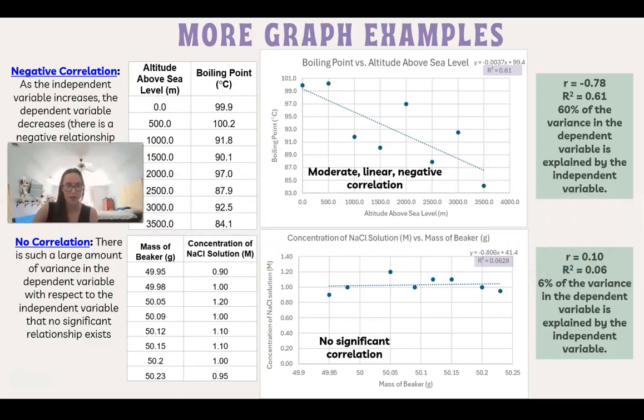Okay, no correlation. There's such a large amount of variance in the dependent variable with respect to the independent variable that no significant relationship exists. One example, if you're trying to measure the concentration of a salt solution with respect to the mass of your beaker, the mass of the beaker that you're making your solution in should have no impact at all on the concentration of your solution. And if there is, maybe there's something wrong with how you measured this data. But the R value is only 0.1, meaning only 6% of the variation in your concentration is affected by the mass of the beaker, so nothing significant at all, which does make sense.